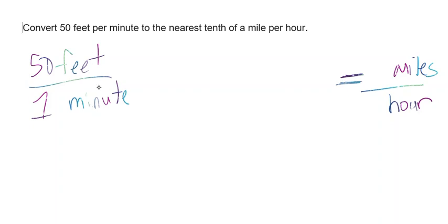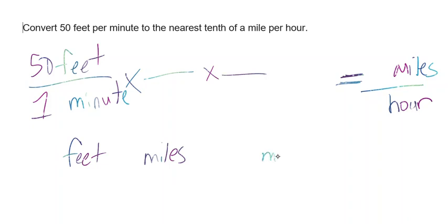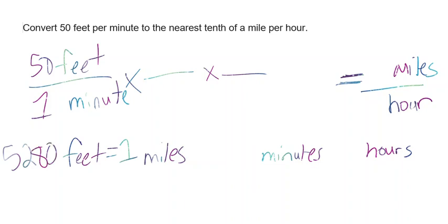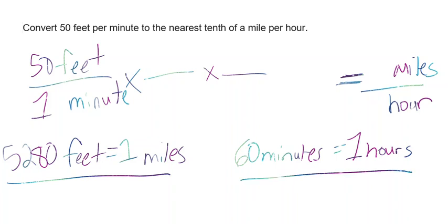So we're going to have to multiply by a conversion factor that gets me from feet to miles. And we're going to have to multiply by another conversion factor that gets me from minutes to hours. So we need to know how many feet in a mile. We know that there are 5,280 feet in 1 mile, and we need to know how many minutes in an hour. So 1 hour is equal to 60 minutes. So these are the two facts that we're going to use to create our conversion factor.